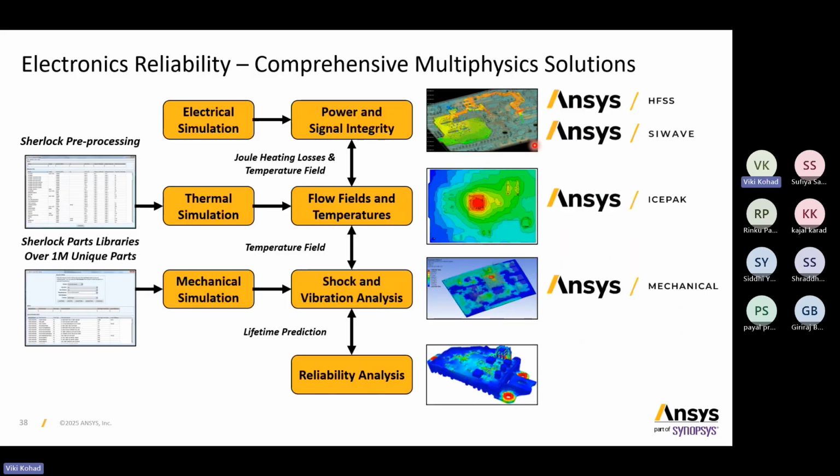Next, the electronics reliability part is there. Here in power electronics, you can see how the multi-physics components are used. For the electrical simulation part, there are power integrity, signal integrity, and Joule heating losses; for the temperature loss, the thermal simulation is there. And Sherlock is the recommended tool for electronics reliability. If you want to check or perform electronics reliability, Sherlock is the best tool for that purpose.